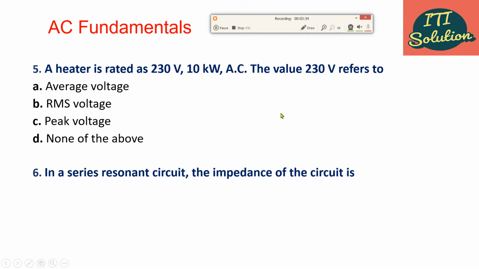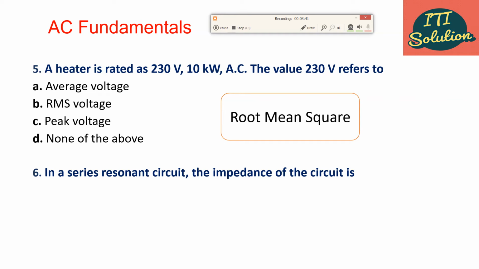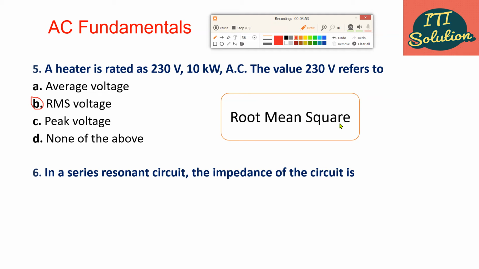A heater is rated as 230 volt, 10 kilowatt AC. The value of 230 volt refers to option A average voltage, option B RMS voltage, option C peak voltage, and option D none of the above. Correct answer is option B, RMS voltage, full form root mean square. Mean is the average value. It is the effective value of AC or DC voltage or current. All meter values are calibrated to RMS value.